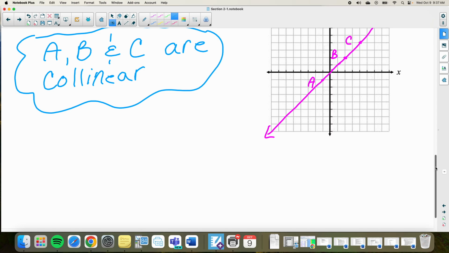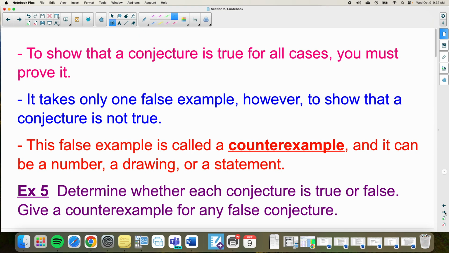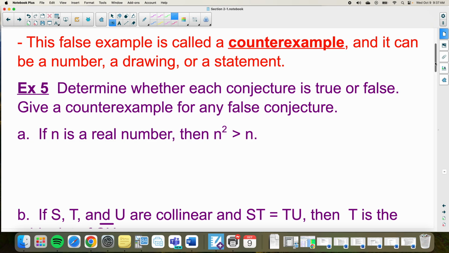Okay. All right, so let's go to our last page here. And the last thing that we're gonna do is they're gonna give us a statement and we have to decide if it's true or false, okay? If it's true, all we say is that it's true and that we're done. If it's false, they're gonna ask us to give a counterexample, okay?